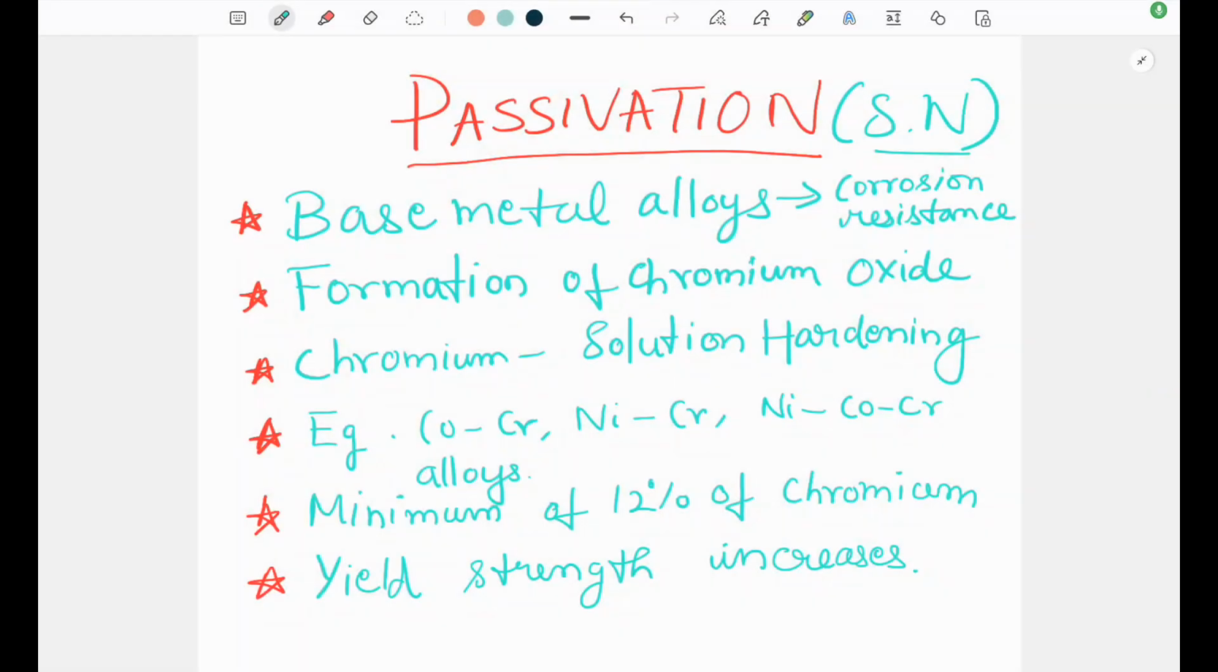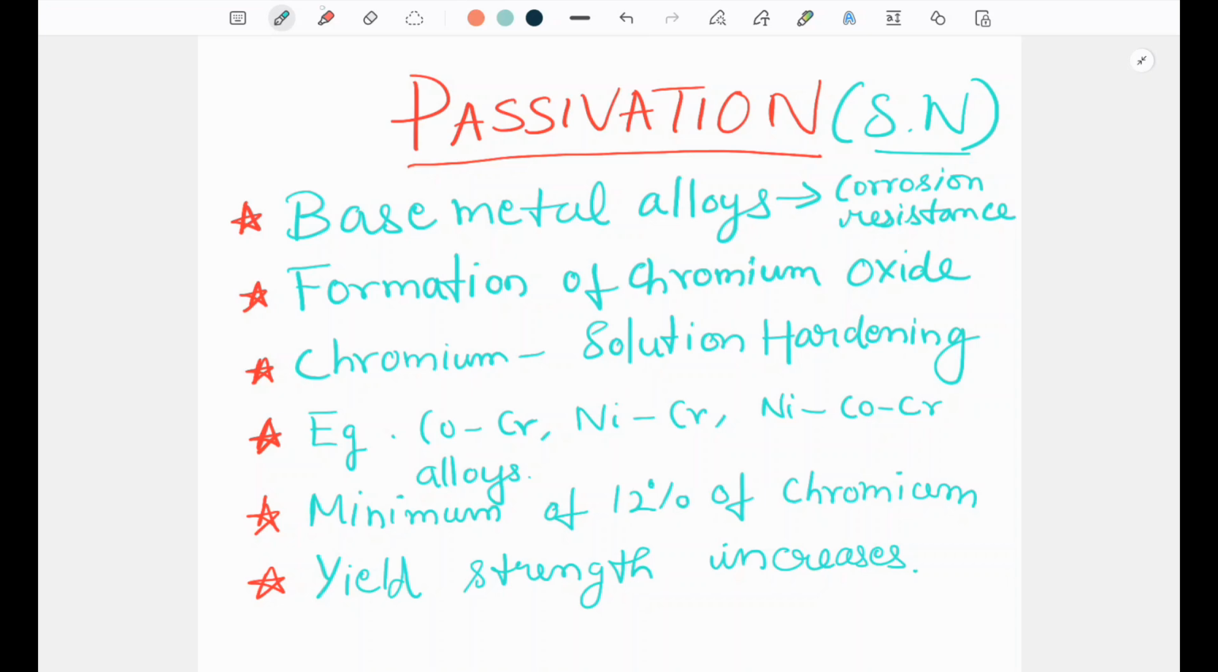Hi friends, today we are going to see a short note, that is passivation. It's an important university short note. First of all, you have to write the key points properly, and then elaborate with proper presentation so that you can get maximum marks.